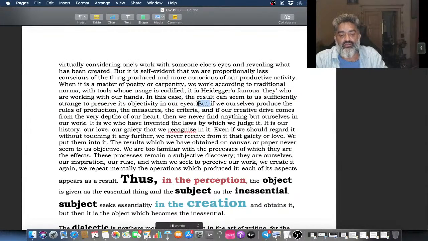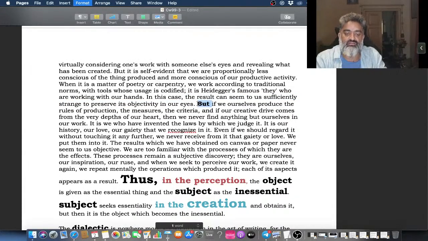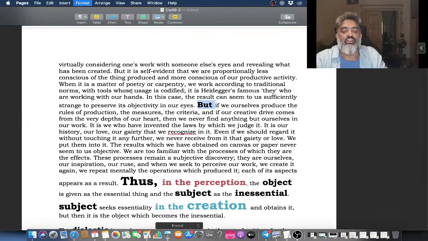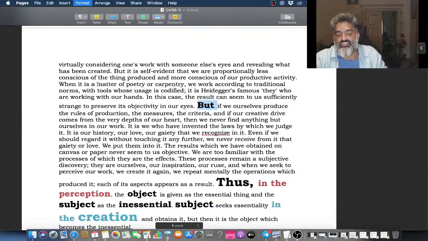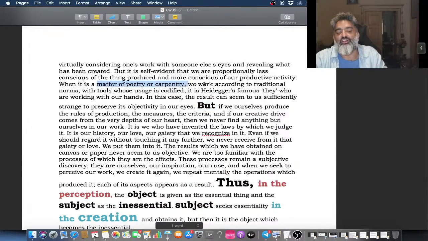But, in contrast to what? Notice this part again: matter of poetry or carpentry, we work according to traditional norms. That's all you had to understand. The rest of the story you could have ignored for now, though later you can find out who Heidegger is and what his philosophy is. Not very important right now though.